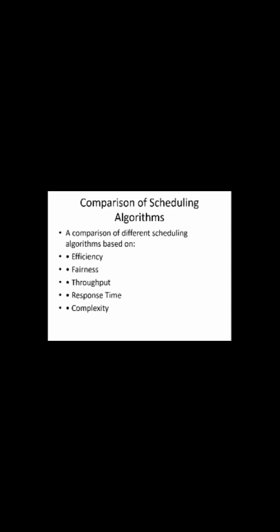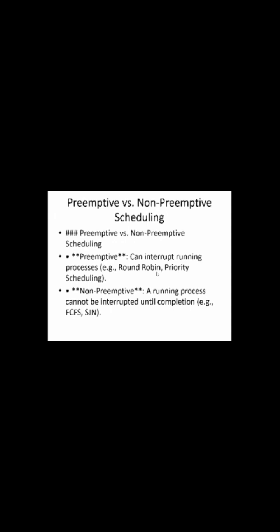Next, preemptive versus non-preemptive scheduling. Preemptive can interrupt running processes, for example round robin and priority scheduling. As I have already said, round robin efficiency can be decreased by interrupting many processes at a time. Non-preemptive: a running process cannot be interrupted until completion, for example FCFS and SJN. So these are the examples for preemptive and non-preemptive scheduling.